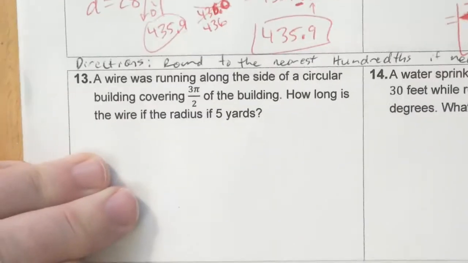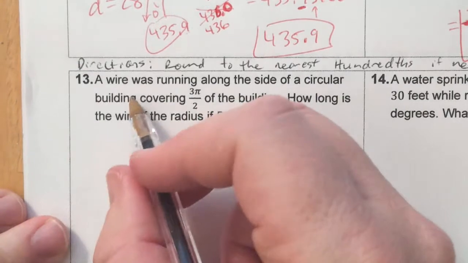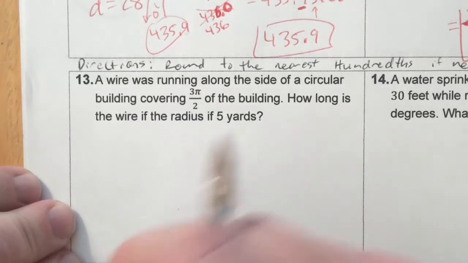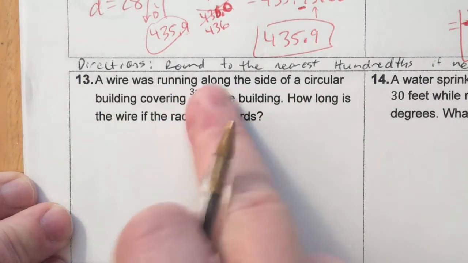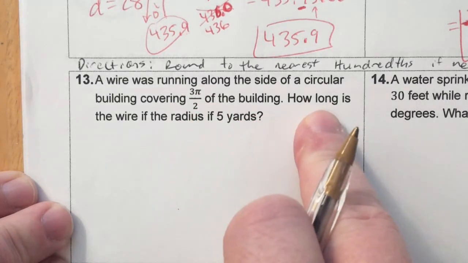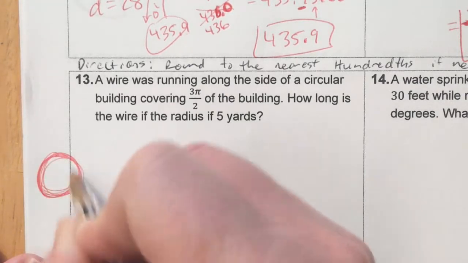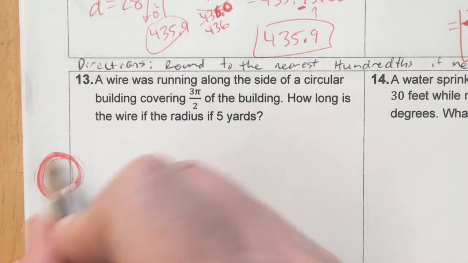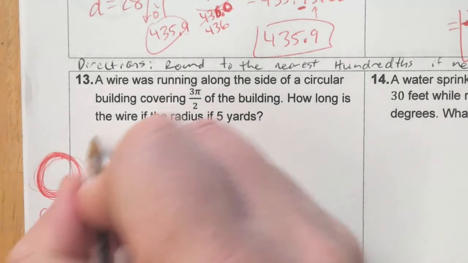Okay, 2 more, and then we are done for the day. And then you get to do practice. A wire. Okay, so this one, we're just starting over. We don't know if this is sector area or if this is arc length. We just have to read. A wire is running along the side of a circular building. This much of the building. How long is the wire? If the wire is on the outside, are we talking about sector area or arc length? Well, it's on the outside, so that's a percentage of the circumference. So we're looking for arc length.